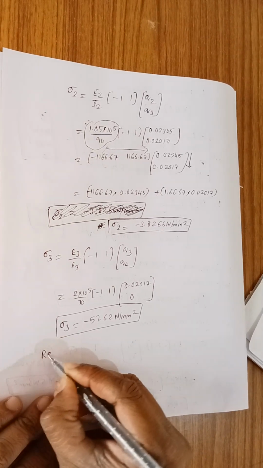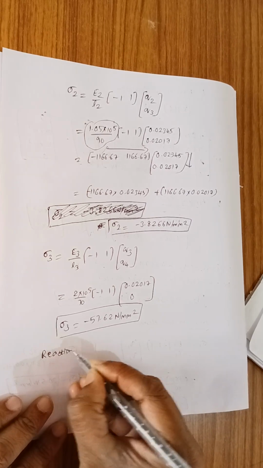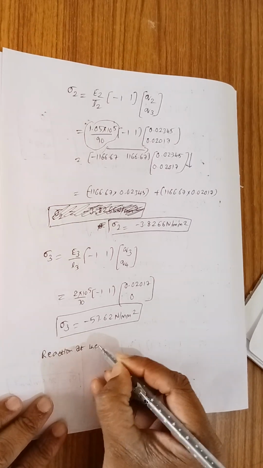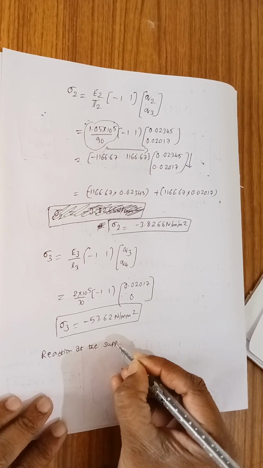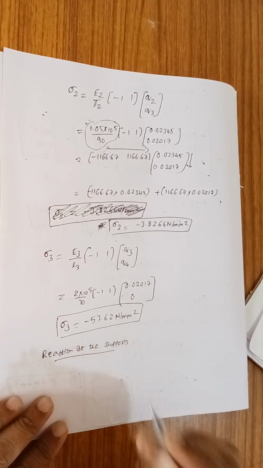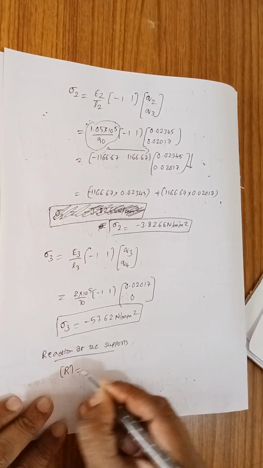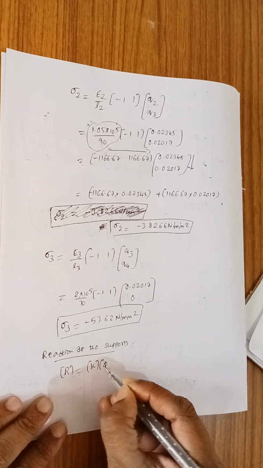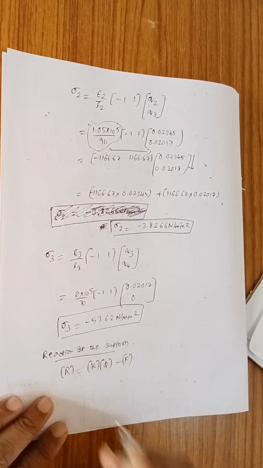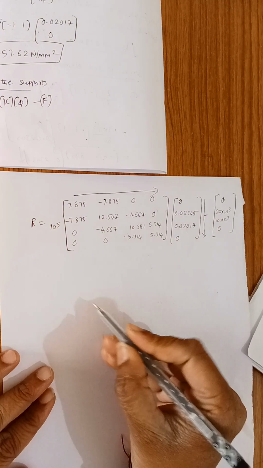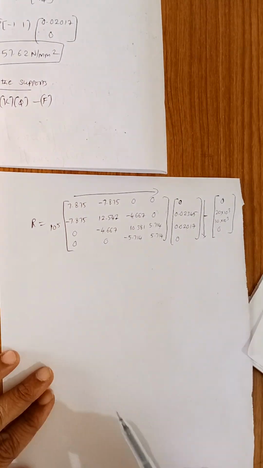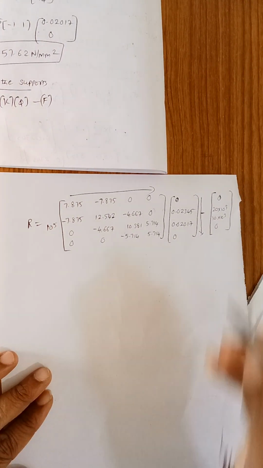Next, let's try to find the reaction of the supports. You have two supports, that is at node 1 and node 4. So we have to find the reaction at node 1 and node 4. The formula is R equal to K into Q minus F. In this we have to find the reactions R1 and R4, at node 1 and node 4.